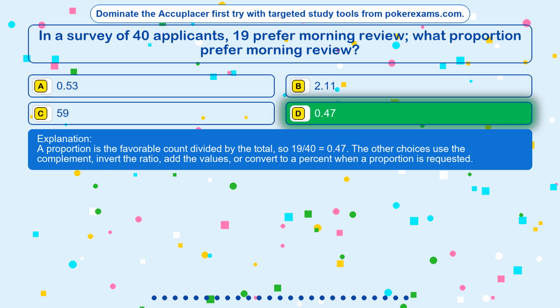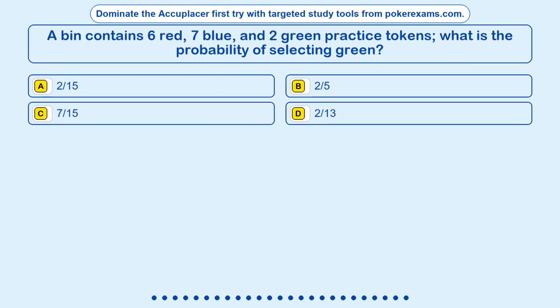Question 10. A bin contains 6 red, 7 blue, and 2 green practice tokens. What is the probability of selecting green? Option A, 2/15. Option B, 2/5. Option C, 7/15. Option D, 2/13.